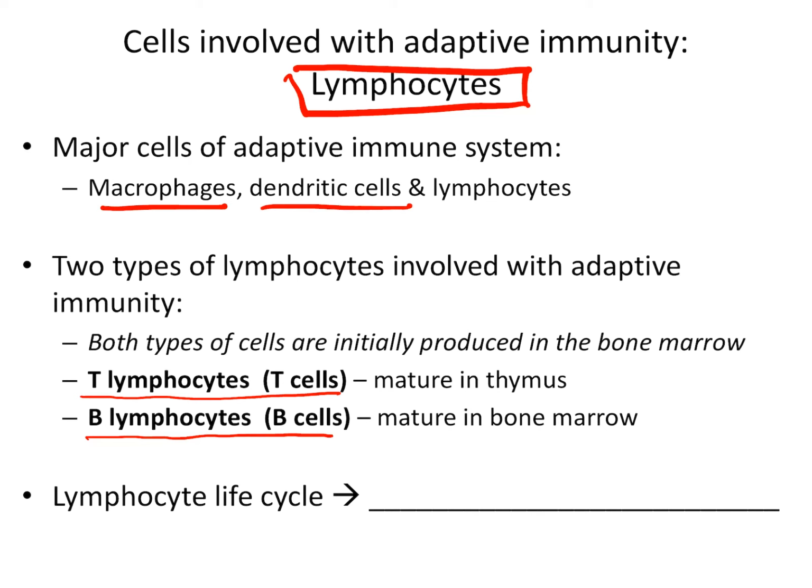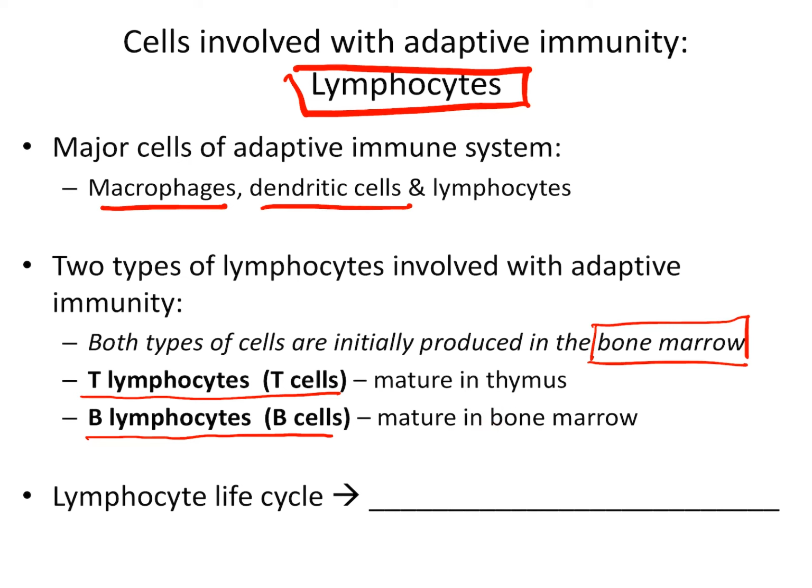Now, if you recall, all of the formed elements are initially produced in the bone marrow. However, what we'll see is that our T cells are going to mature in the thymus. So you can think that T goes with thymus. And our B cells are going to stay in the bone marrow to mature. So you can think B cell for bone marrow.